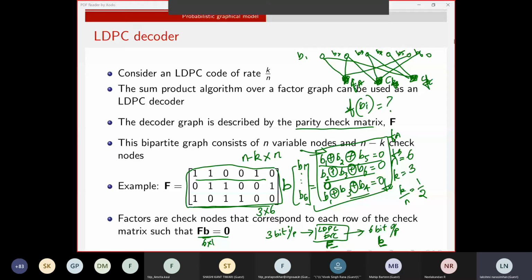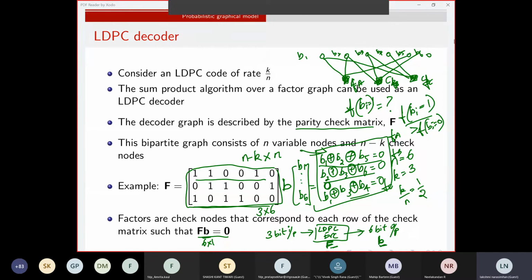So if we marginalize this, let's say we want to find out the likelihood. Let these f's be likelihood. So if I want to find out the likelihood of the bit bi being 1 or 0, that's the decoding problem that we have. Is this 1? So what is the likelihood of this being 1? If this is greater than the likelihood of this being 0, then we simply declare that bi was actually 1.